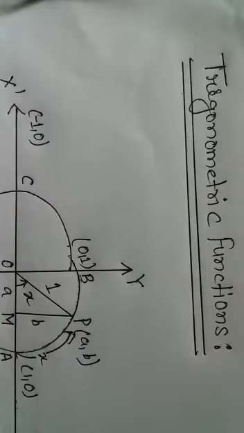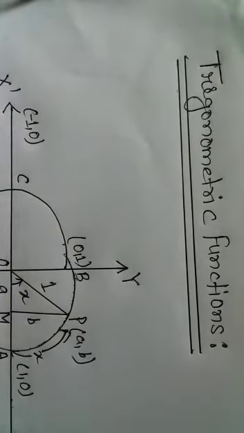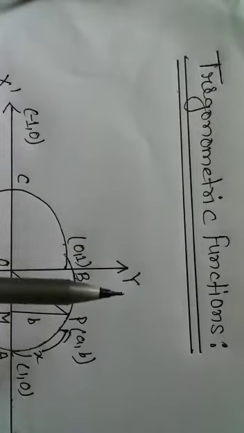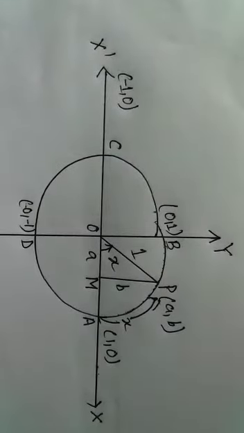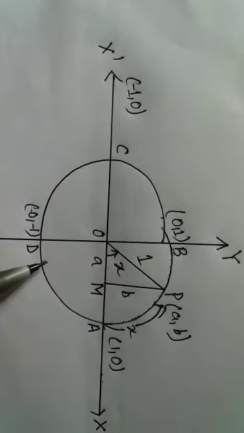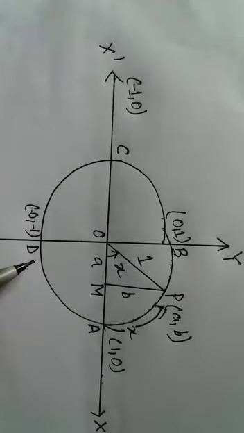In our previous class we have completed exercise 3.1 and today we will start our new topic, trigonometric functions. In our previous class we studied trigonometric ratios for acute angles as the ratio of sides of a right angle triangle.